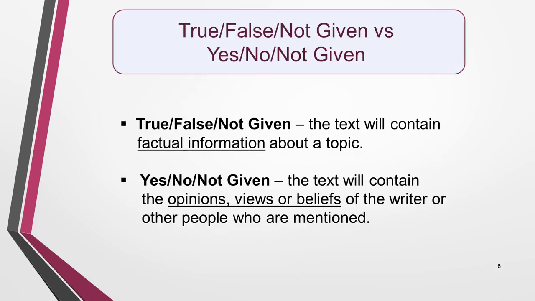Some students get confused between true, false, not given questions and yes, no, not given questions, so I'll quickly explain the difference. It's all about the type of information contained in the text. For true, false, not given, the text will contain factual information about a topic. For yes, no, not given, the text will contain the opinions, views, or beliefs of the writer or other people who are mentioned.